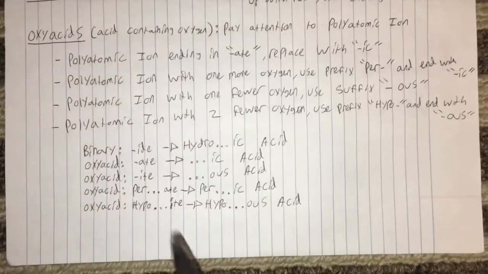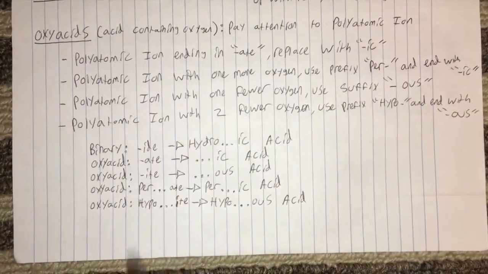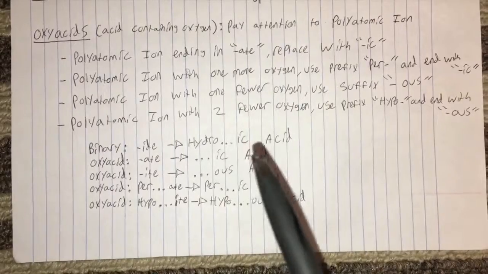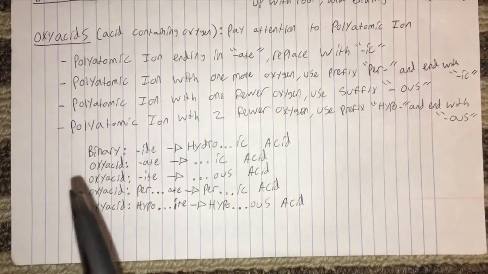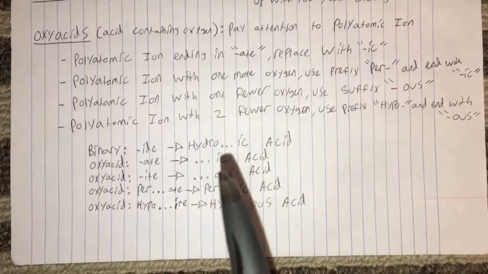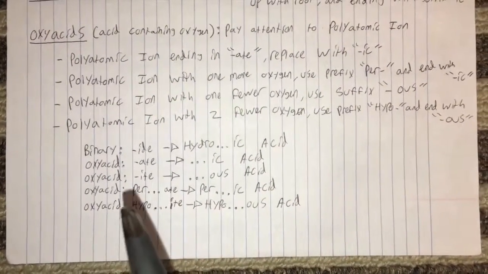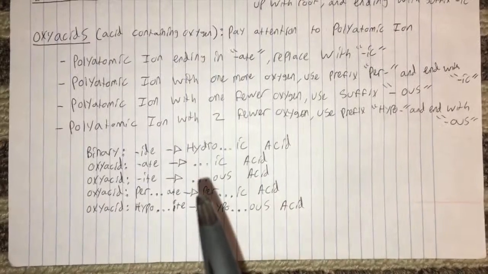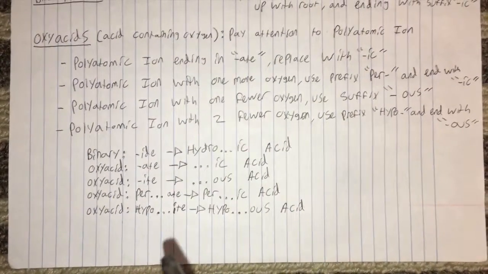To put it simply, if binary ends in ide, it's going to be hydro, the root word, -ic acid. The rest are all oxyacids. So if it ends in ate, it's going to be the root word with -ic, acid. If it ends in ite, it's going to become the root word ending in -ous, acid.